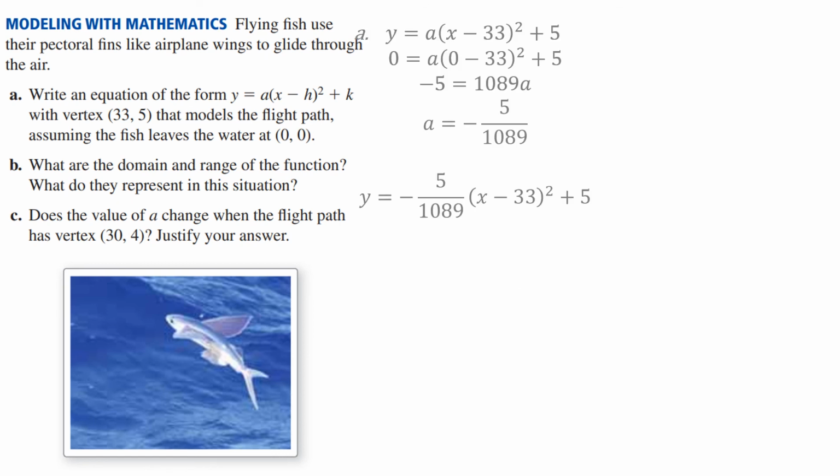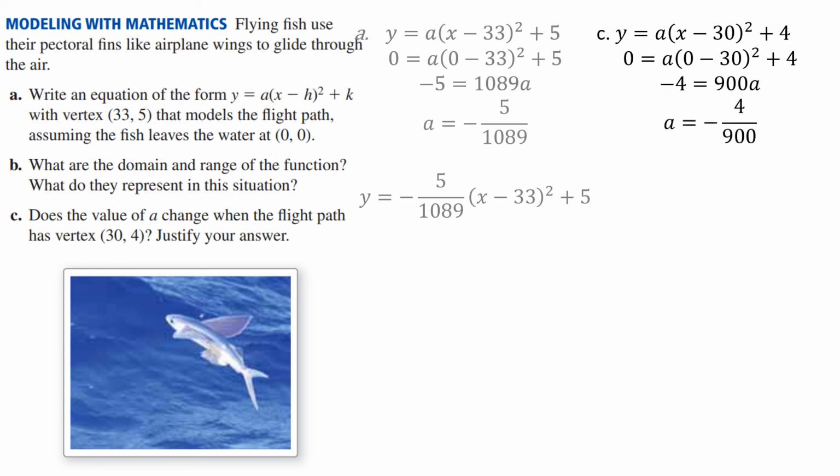And in part C, does the value a change if the vertex is now at (30, 4) as opposed to (33, 5)? Well, it should, because it's not going as far and it's not going as high, but let's do similar work as in part A. We plug in our vertex (30, 4) for h and k, and if we're leaving at the origin again, we can plug those values 0 and 0 in for x and y, and we can work to solve for a, and we come to a negative 4 over 900.